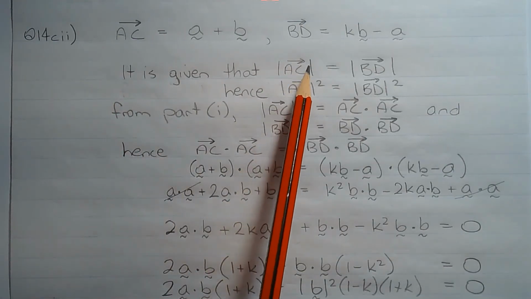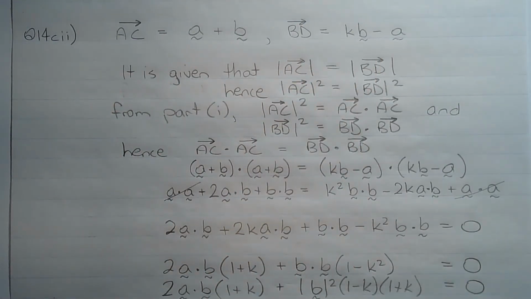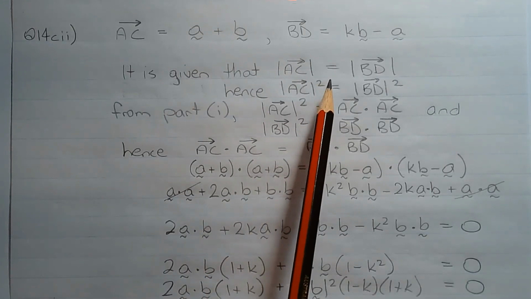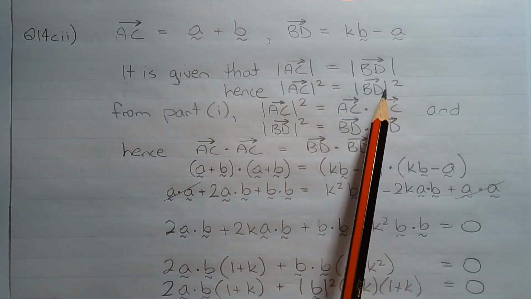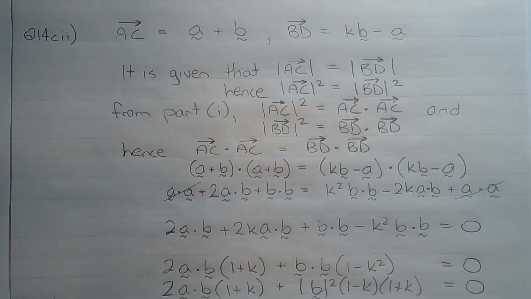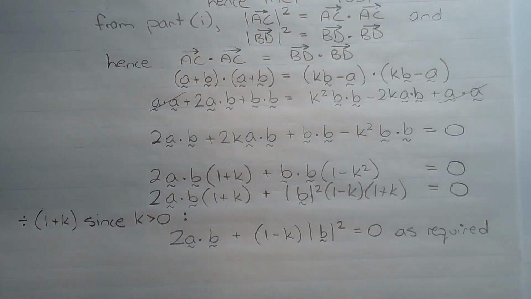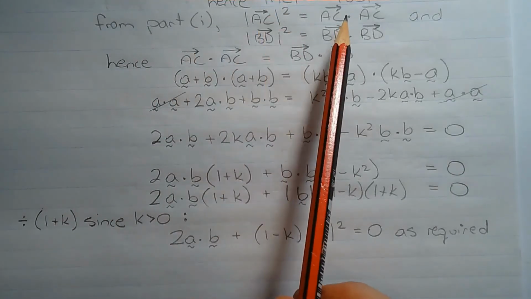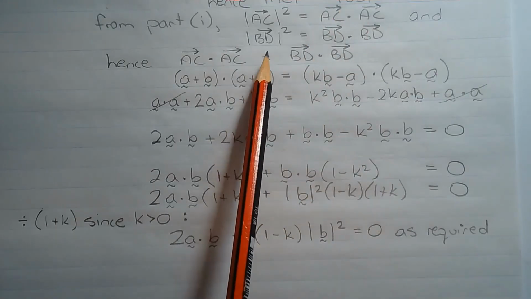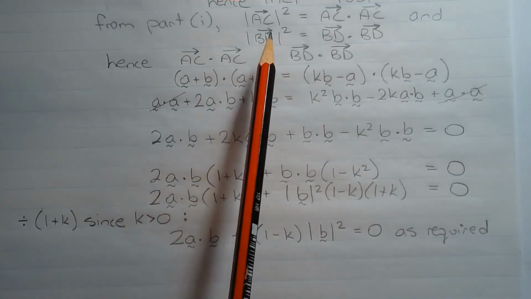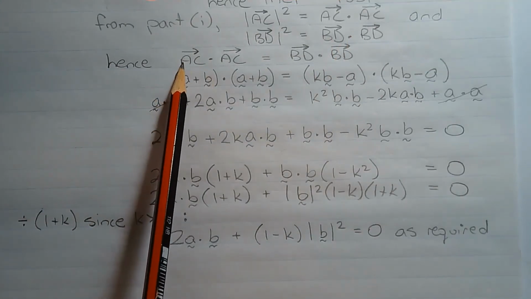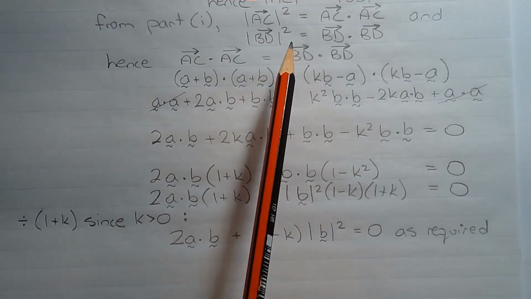It is given that the magnitude of vector AC is equal to the magnitude of vector BD. In other words, the two diagonals of the trapezium are equal in length. Squaring both sides of the equation, we have the square of the magnitude of vector AC is equal to the square of the magnitude of vector BD. From part 1, the square of the magnitude of vector AC is equal to the dot product of vector AC and vector AC, and the square of the magnitude of vector BD is equal to the dot product of vector BD and vector BD. Hence, the dot product of vector AC and vector AC is equal to the dot product of vector BD and vector BD.